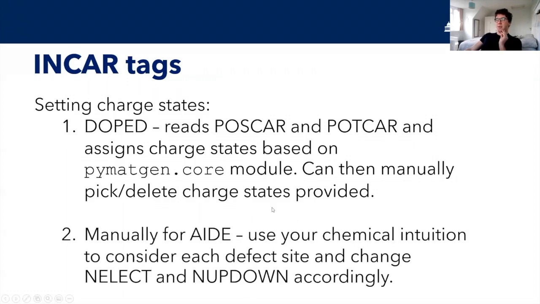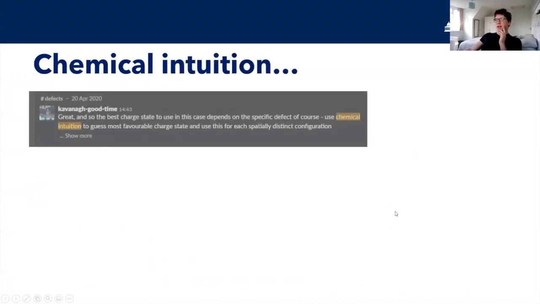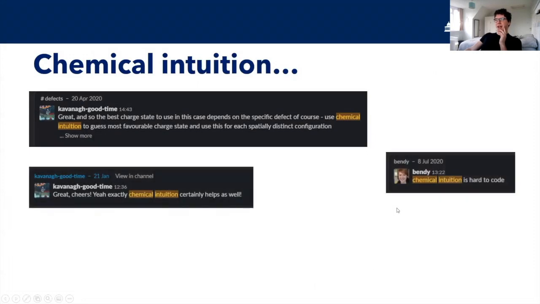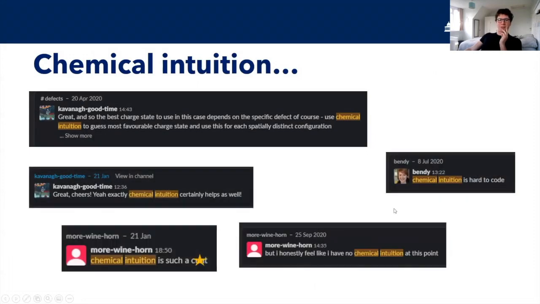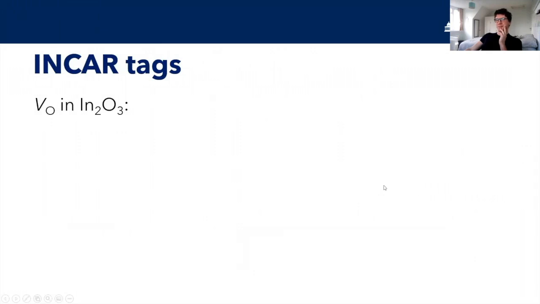Or secondly, setting them up by hand, you have to use your chemical intuition to consider each defect site and change the amount of electrons and your electron spin accordingly. And this pops up again and again. You have to think about which defects are important and which are not. And it takes a little while to learn this.